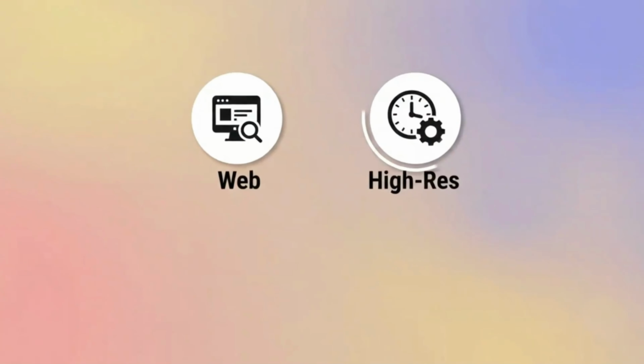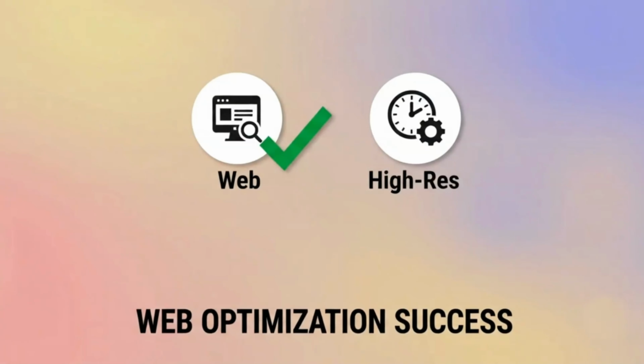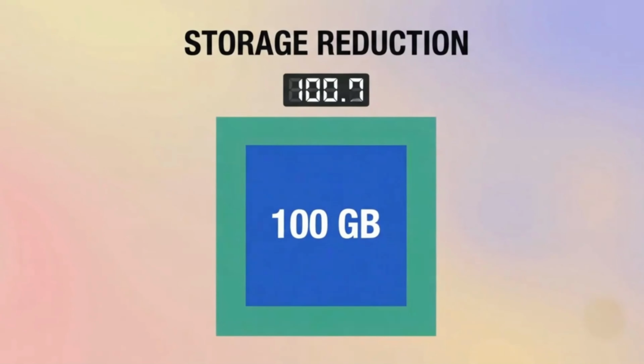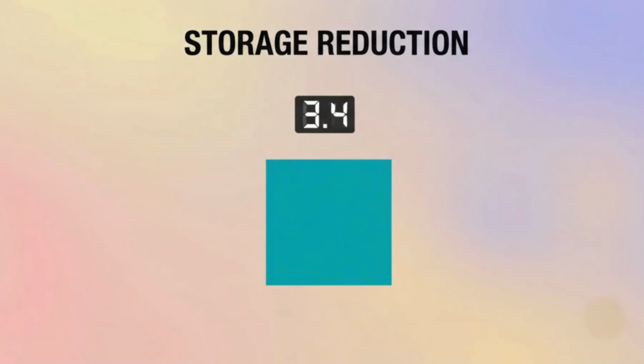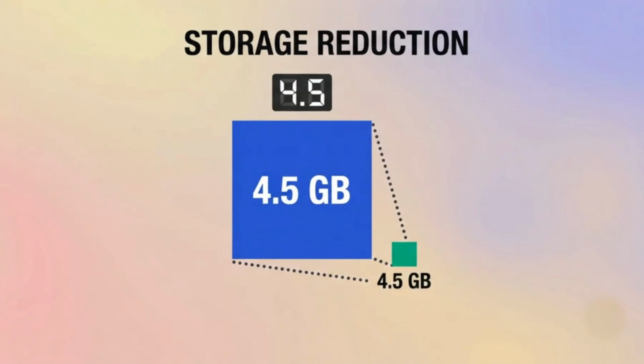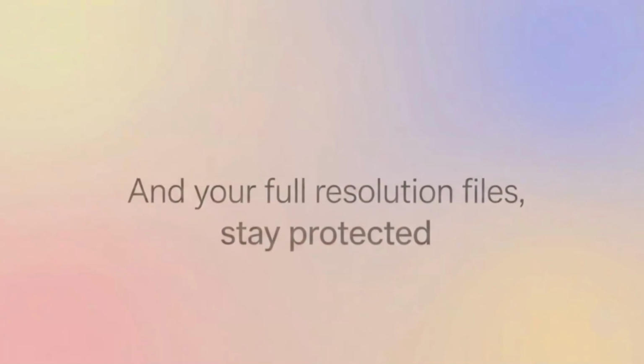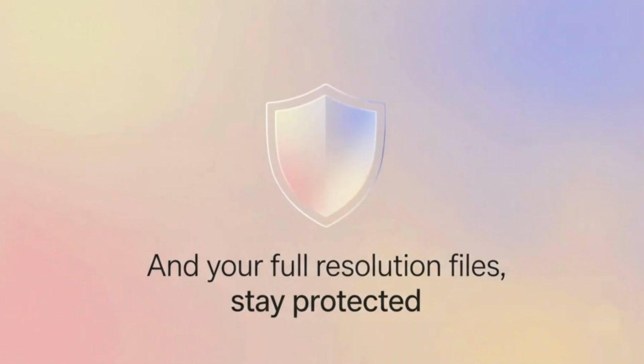At upload, you've got two quality options: web quality and high resolution quality. For a selection album, go web quality. 100 gigabytes of originals comes down to around 4 to 4.5 gigs. Clients can still browse and choose with complete confidence, and your full resolution files stay protected. Upload in original quality, and you're storing the full 100 gigs with none of the advantage.